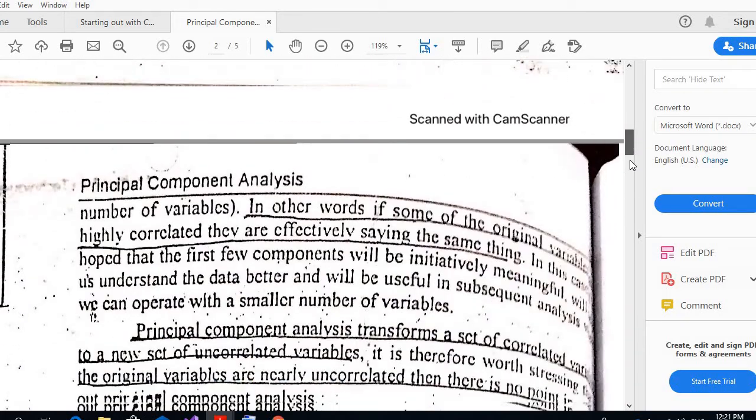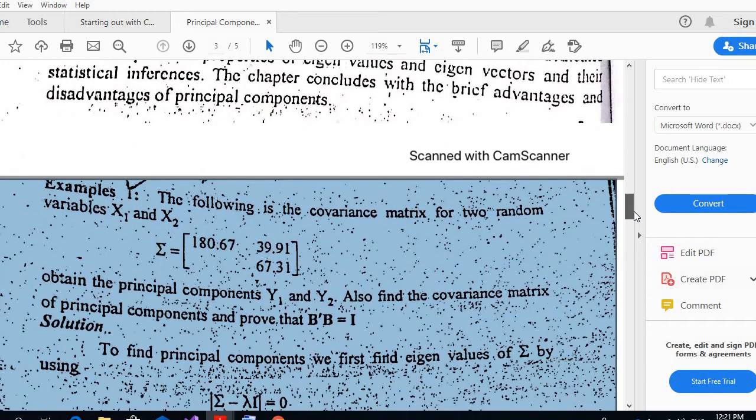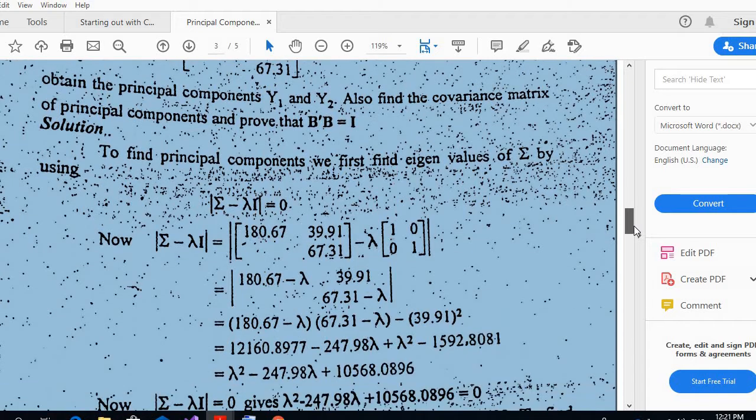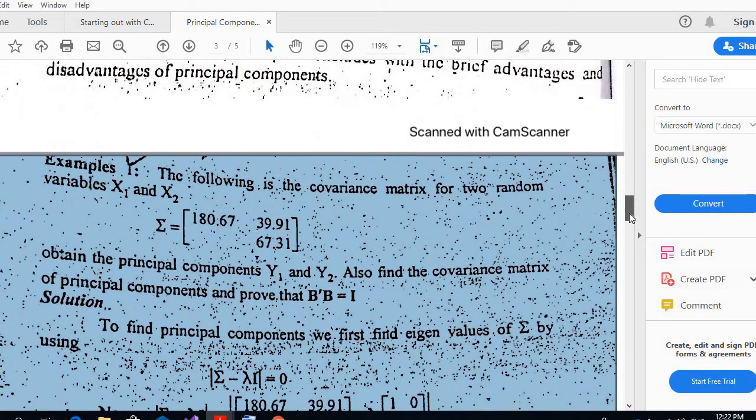Here I have also shared an example in which we find principal components of two variables x1 and x2. The variance covariance matrix of x1 and x2 is given here. From the variance covariance matrix we obtain the principal components, also find the covariance matrix of the principal components, and prove that B transpose B is equal to the identity matrix. To find the principal components, first we find the eigenvalues and eigenvectors of the variance covariance matrix.